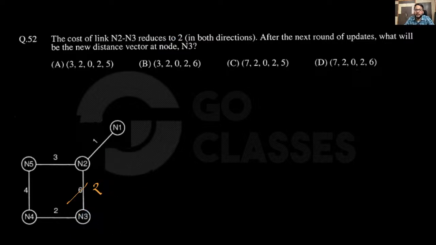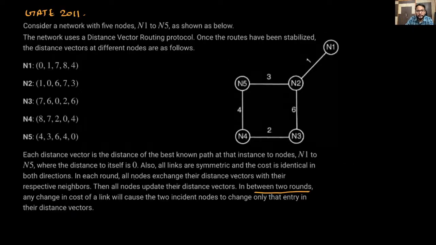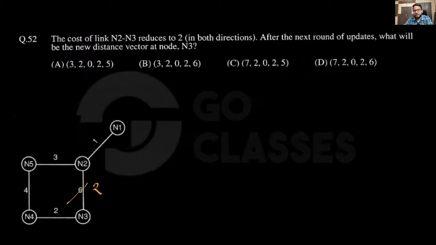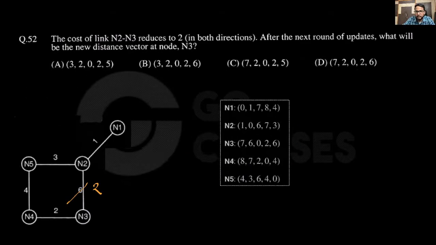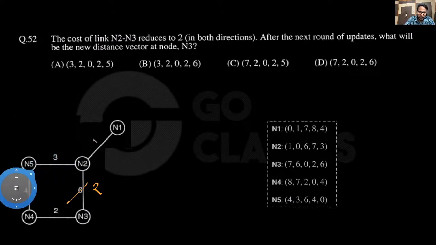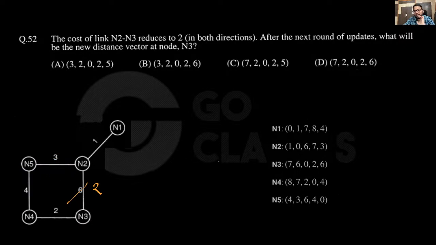They are saying that after this round, what are these values? Right? This is a very easy question. Now let me just copy these vectors. Now these are not the initial vectors; these are the vectors after some establishment has happened. Now you are saying this has been changed to 2, which means N2 will change the N3 to 2, and N3 will also change this to 2, right? So that's what will happen.